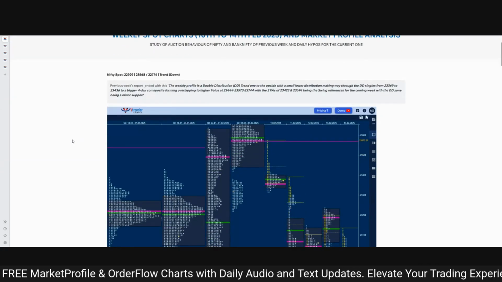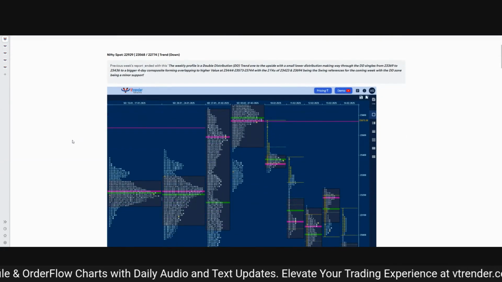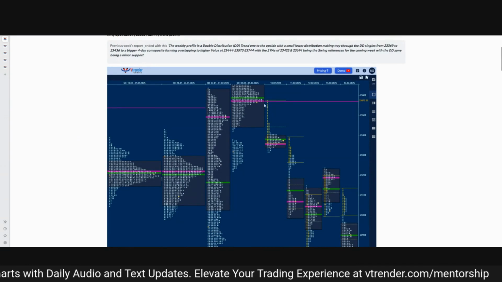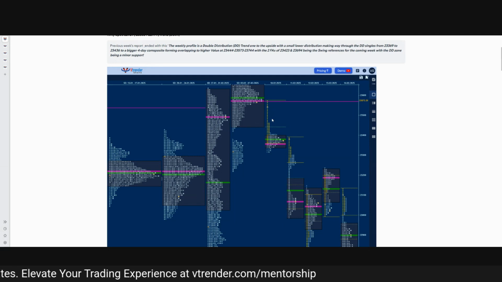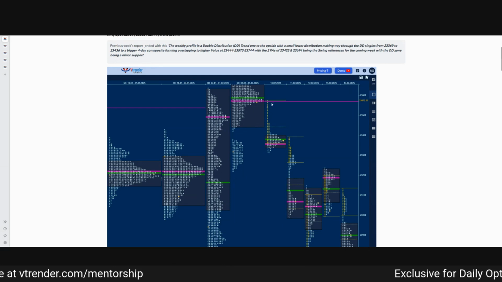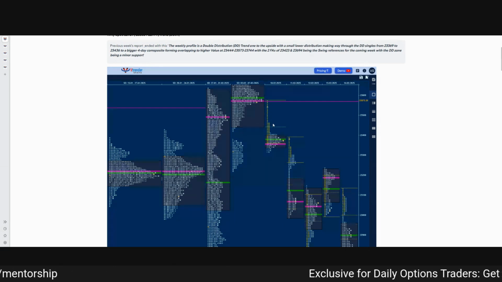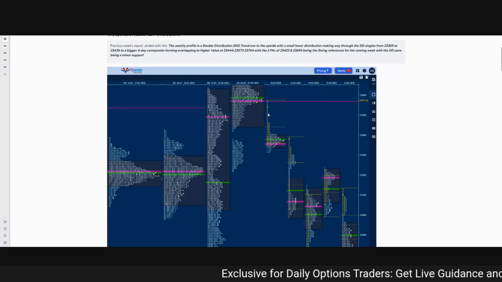So on the weekly time frame, last Monday we had this 5 p.m. session wherein we had seen how we started the week with an initiative selling tail, and we had discussed this. We had discussed that as long as this initiative selling tail is retained, we are looking for more downside in the weekly time frame.